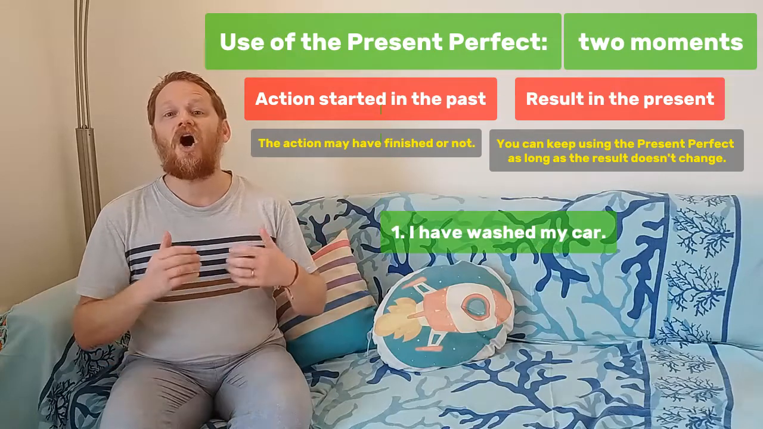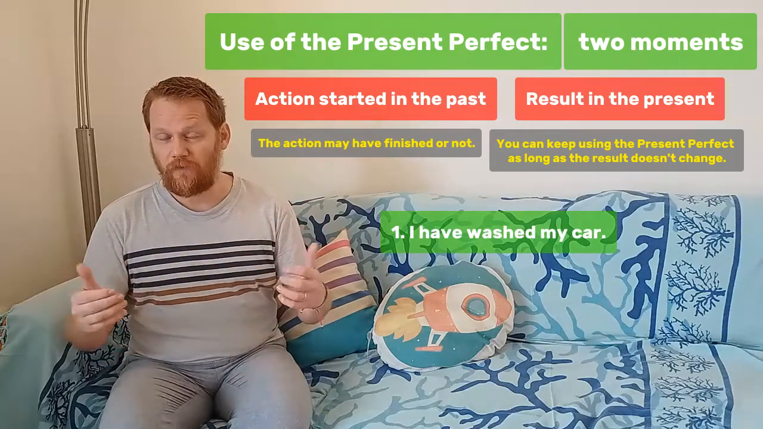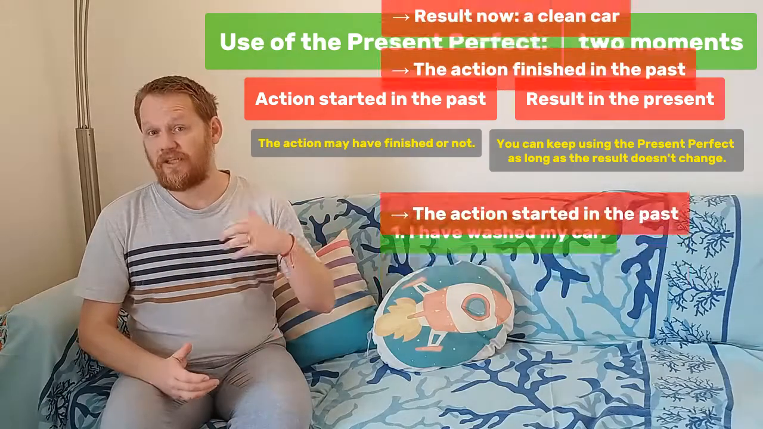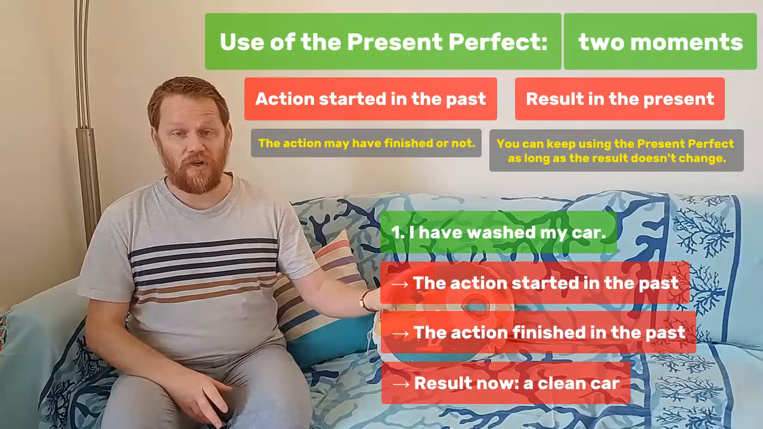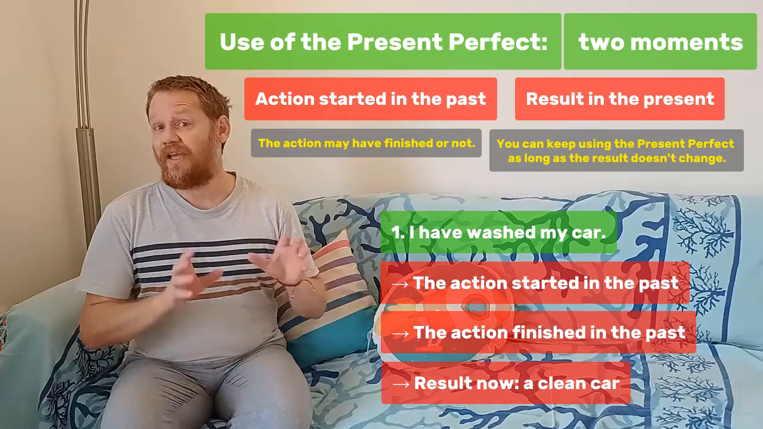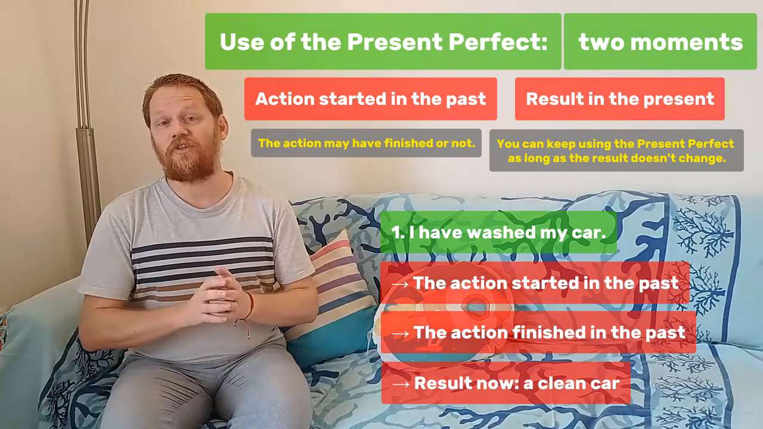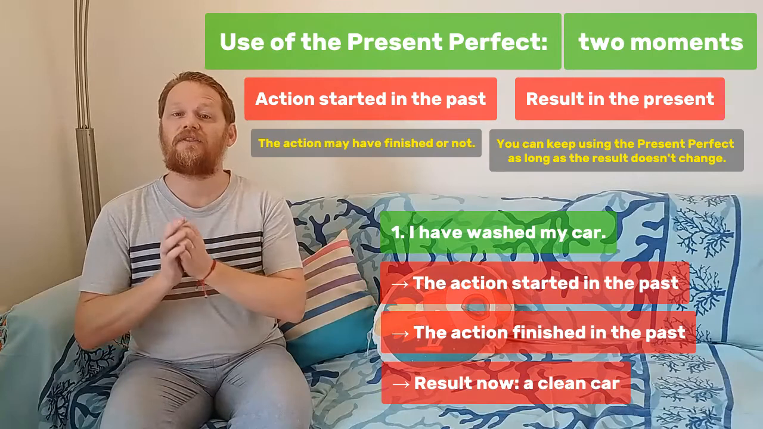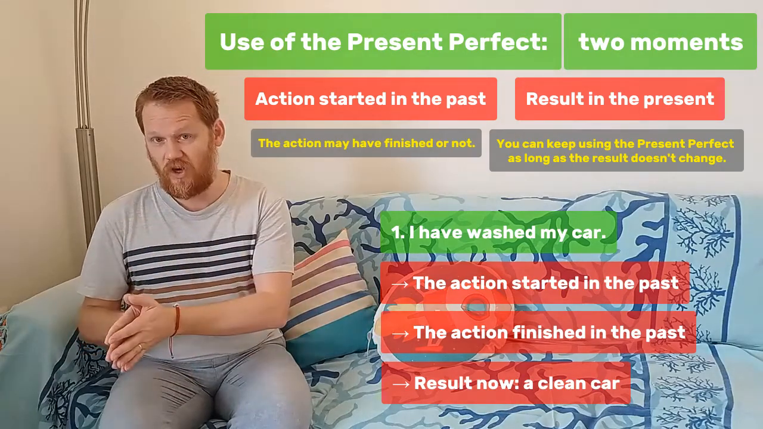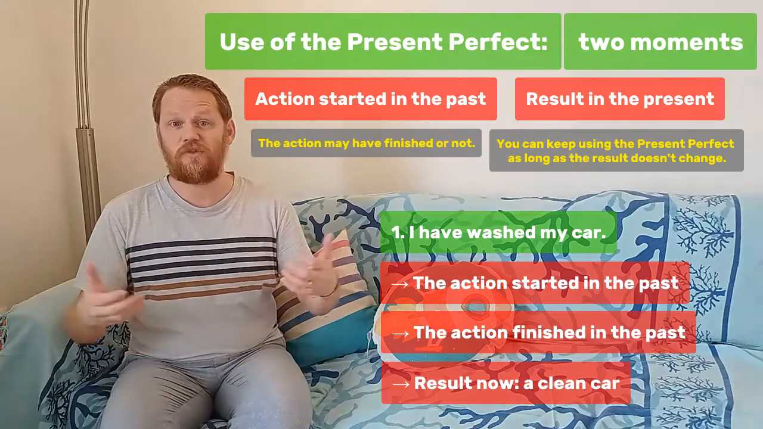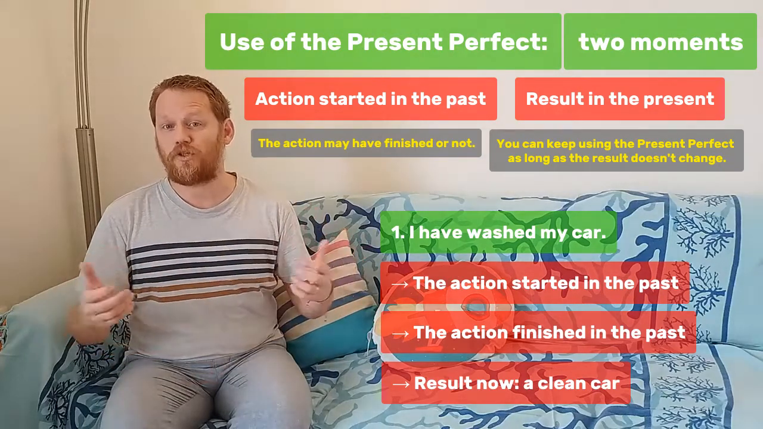First one, I have washed my car. In this case, it's obvious that we started washing our car in the past. Okay? In this case, it is also finished in the past, and there is a result now, which is a clean car. And that's why we use the present perfect. I have washed my car.